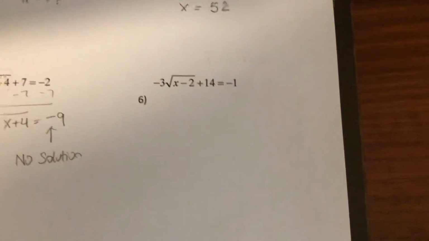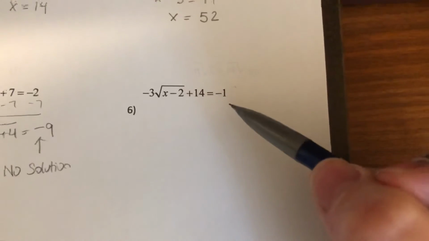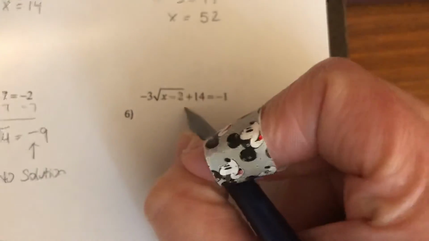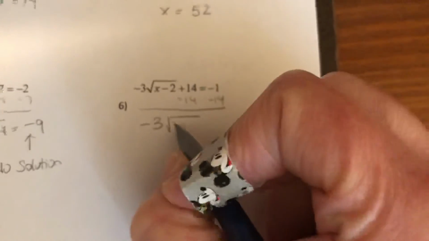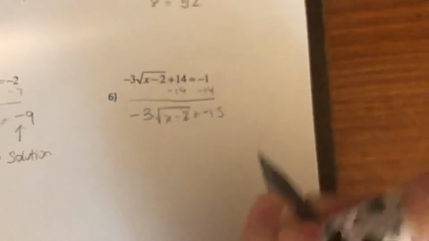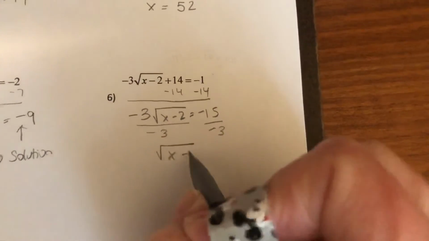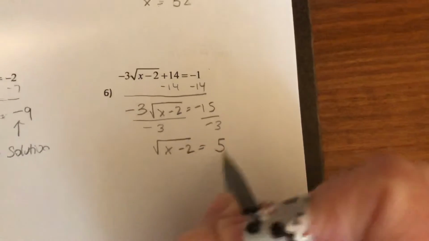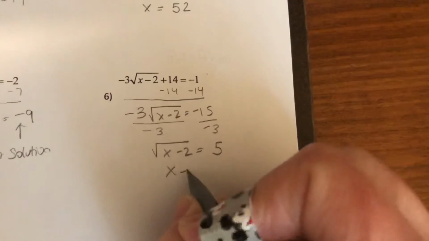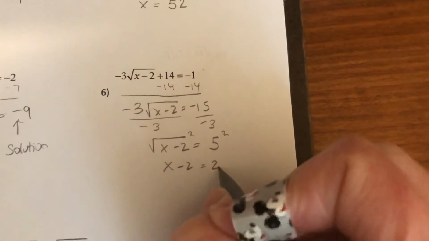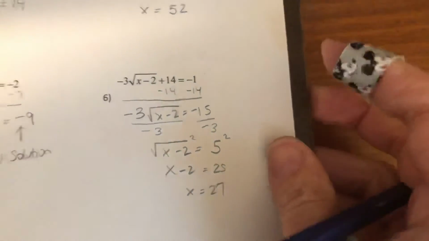Number 6, I'm just going to do the first few steps of this one. You want to make sure that you don't just jump and say, hey, it's no solution here. We have to check if it's no solution only after the radical is isolated. So when I divide both sides by negative 3, I get the square root of x minus 2 equals 5. That's positive now, so we can solve that. We square both sides. We'll get x minus 2 equals 25. So x would be 27. And then again, you can check that and it works.